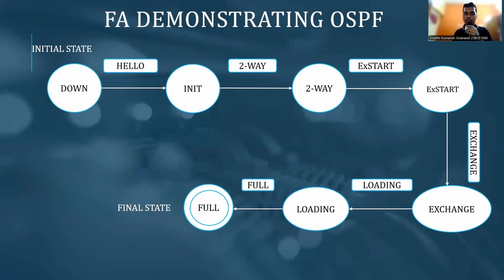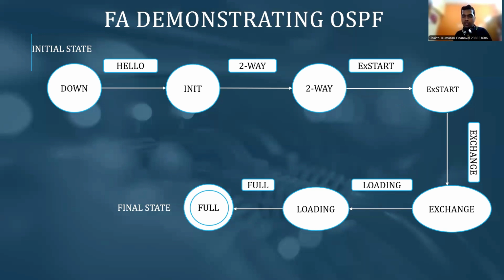OSPF, open shortest path first, is a dynamic routing protocol that uses various states to establish and maintain router connections within an IP network. A finite automaton (FA) can represent the state transitions of OSPF routers during the process of forming an adjacency with other routers. Here's a simplified version of an FA that illustrates the key OSPF states and transitions. Each transition is based on specific events like receiving hello packets, seeing a router's ID, and completing database synchronization.